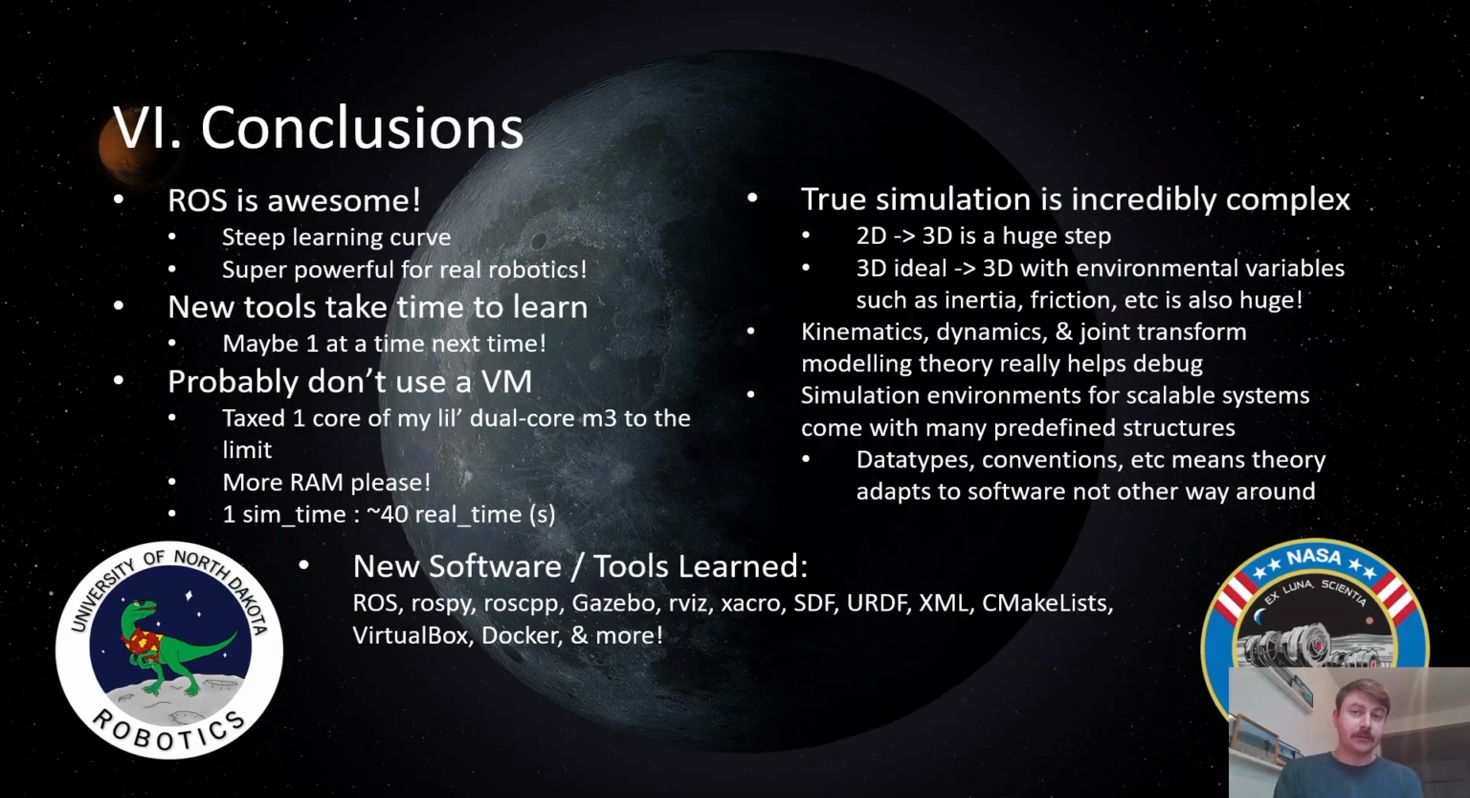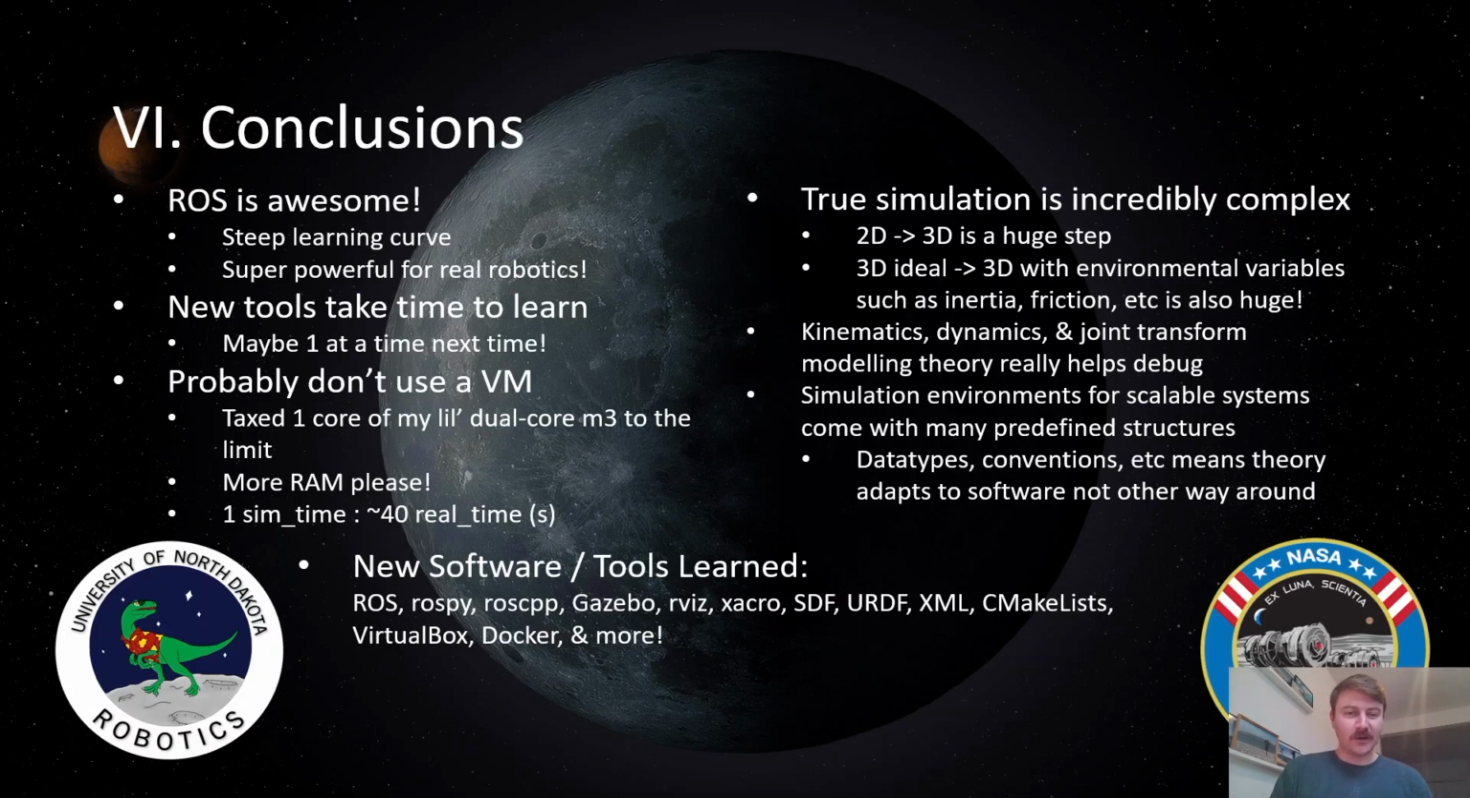ROS is awesome. It's a really cool framework. It's very powerful for robotics, but it's a lot to learn. So that's the second conclusion, is that maybe for one semester project, don't take on 3 new software tools to learn, but maybe take on 1. But at the same time, this was going to be used for the next semester, so it made sense to at least start it. Then, don't use a virtual machine if you can.